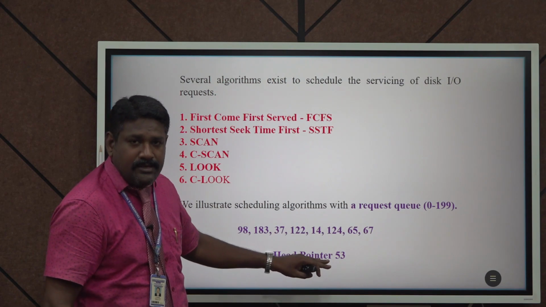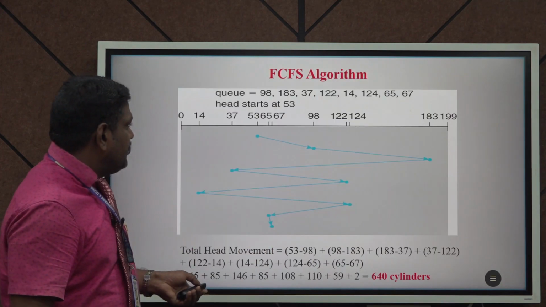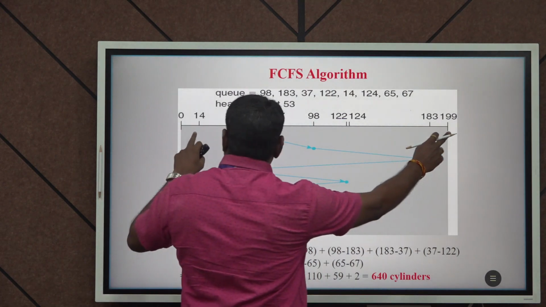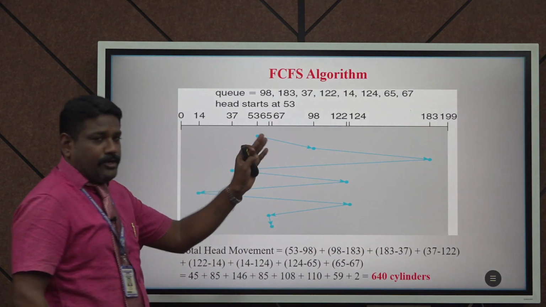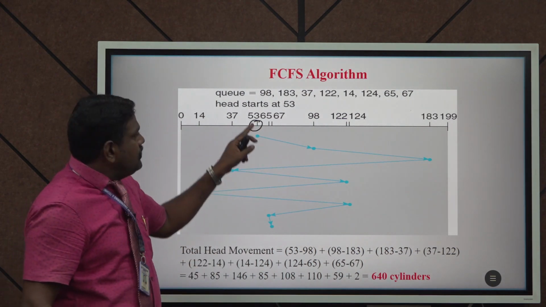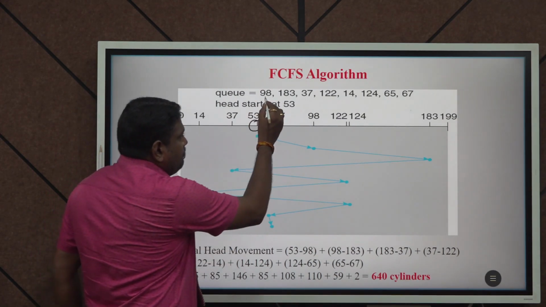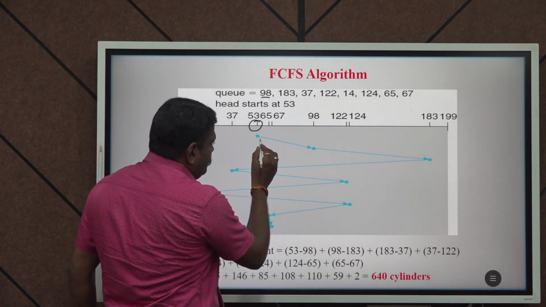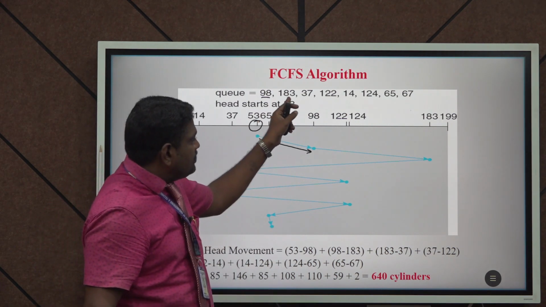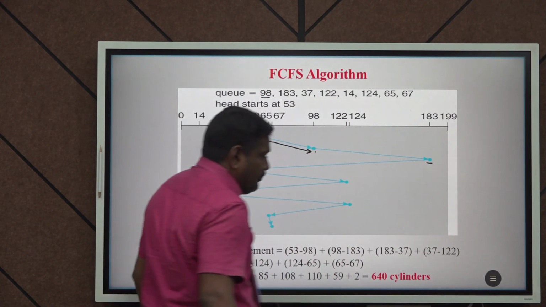Now the initial head pointer is at location 53. So for the first come first serve algorithm, we get directly into the problem. These are the lowest and highest values, 0 to 199, and this is the initial head position, 53. Based on the input we are going to solve the problem. The first input is 98. From 53 we move to the first input value 98. After 98 the next input value is 183. From this location we move to 183.